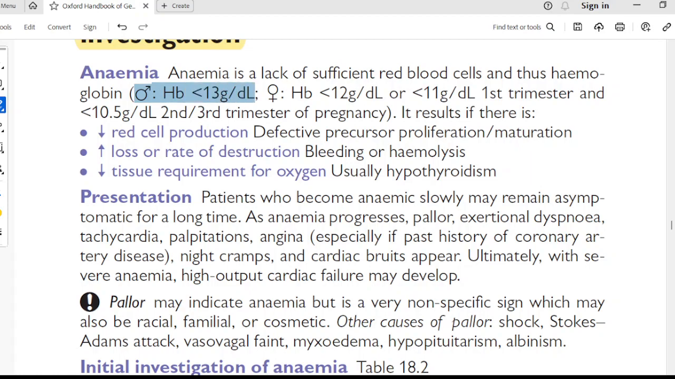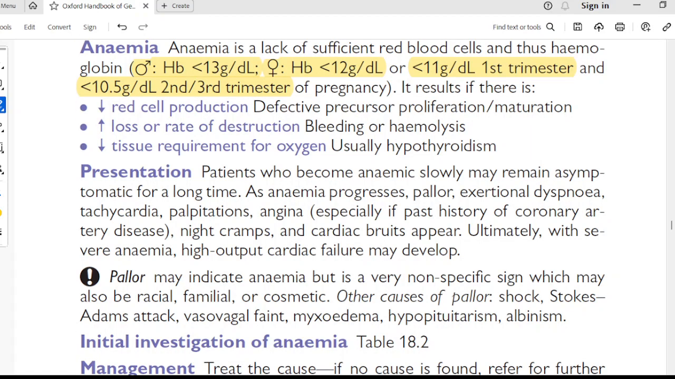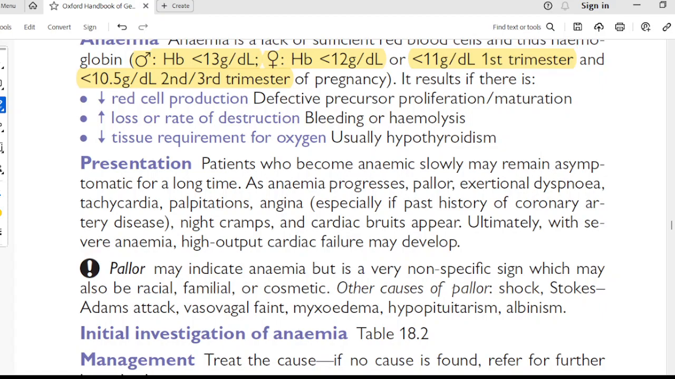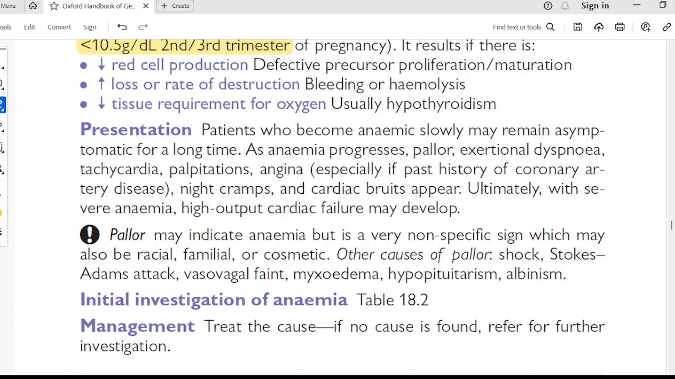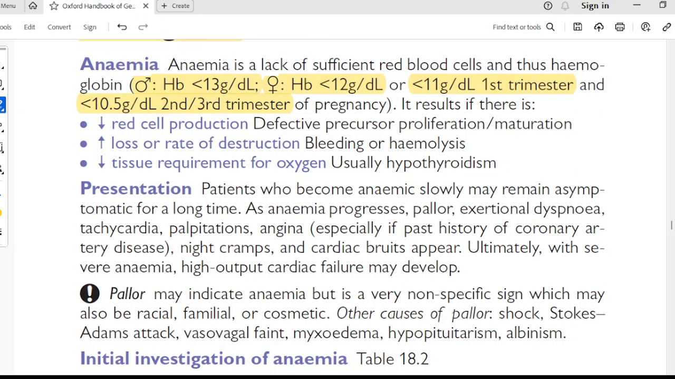In males, hemoglobin less than 13 is considered anemia. In females, hemoglobin less than 12, or less than 11 in the first trimester and less than 10.5 in the second and third trimesters of pregnancy, is considered anemia. It results from decreased red cell production, defective precursor proliferation or maturation, increased rate of red cell destruction, bleeding or hemolysis, or decreased tissue requirement of oxygen, usually hypothyroidism. So that's why in hypothyroidism there will be anemia.